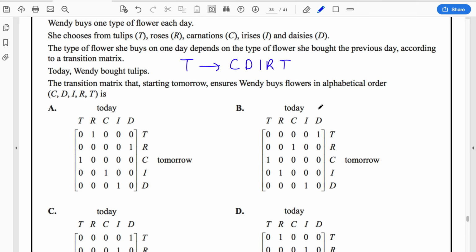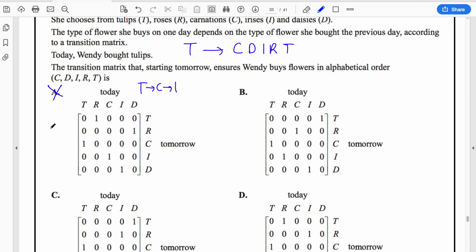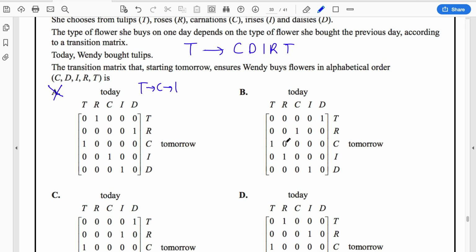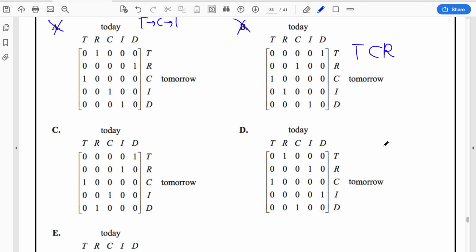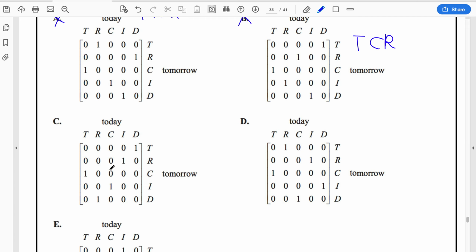So if we have a look at this first one, we start at T. T goes to C, so that's good. C goes to I. Now that's no good. T to C to I does not follow what we want. We want T, C, D. So no good. Next one. So T to C, good. C to R, no good. So T, C, and C went to R. Okay, T to C, good. C to I, no, T, C, I is not what we wanted.